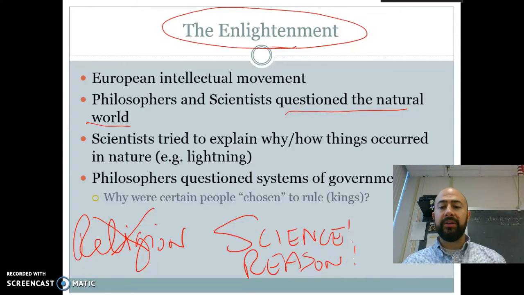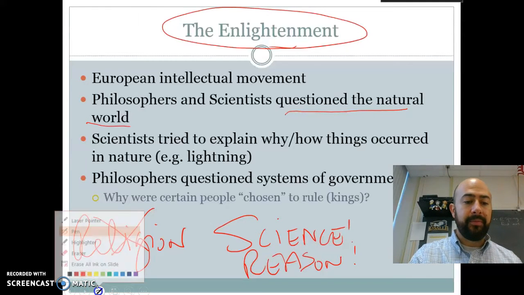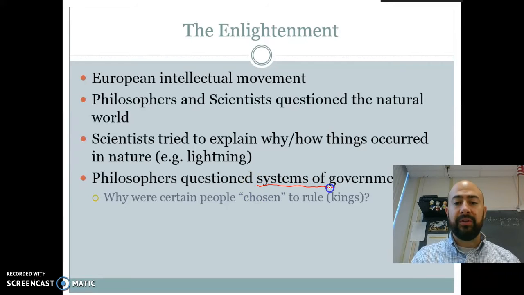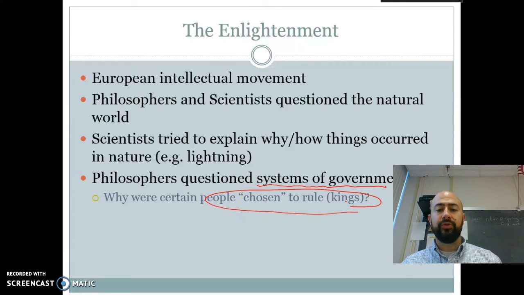And so rather than trying to explain why things happen through religion, during the Enlightenment, people started to do scientific research and use reason to explain why things happen, and not just the religious answers people had before. In addition to questioning the natural world, philosophers started to question systems of government. And most importantly, this question: why were certain people chosen to rule as kings? Again, the old answer was religion, that God chose them to be kings.